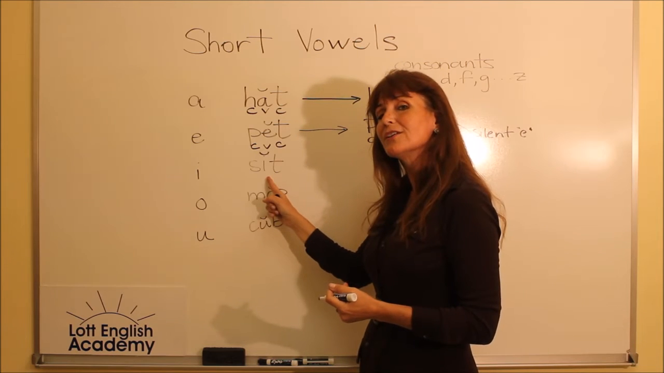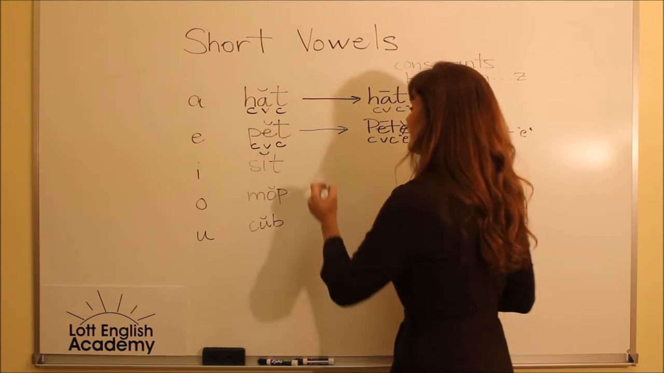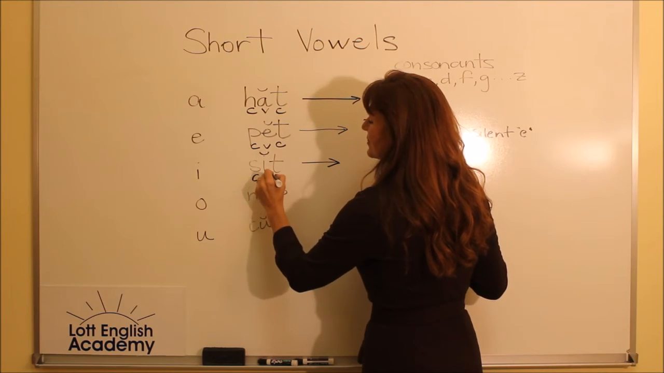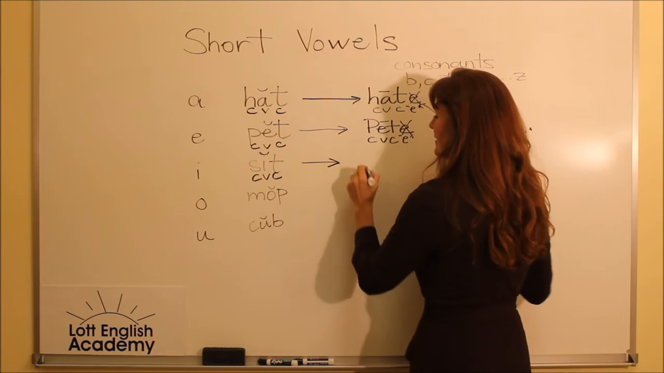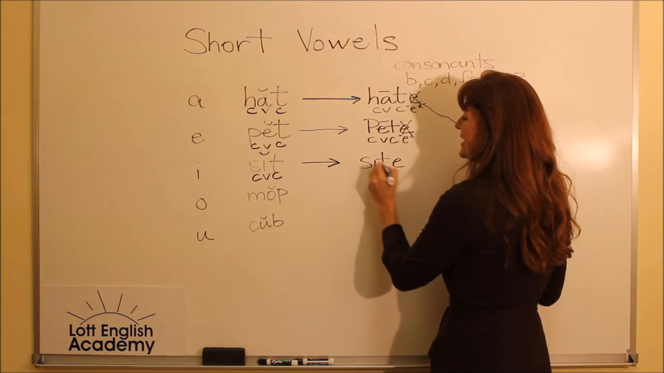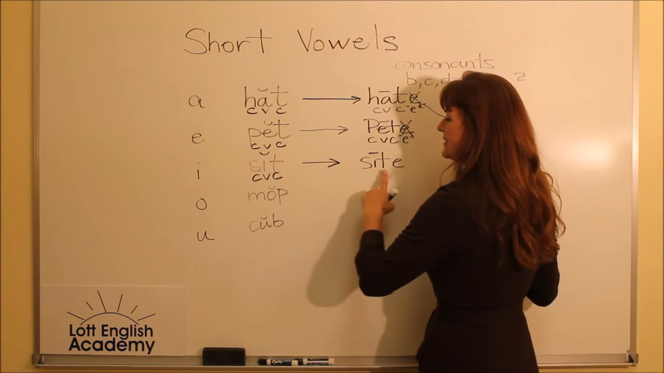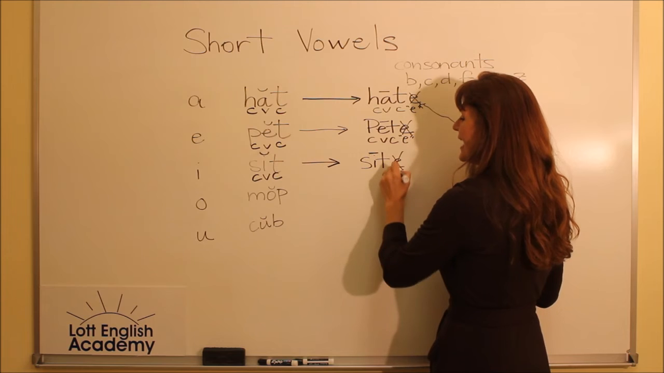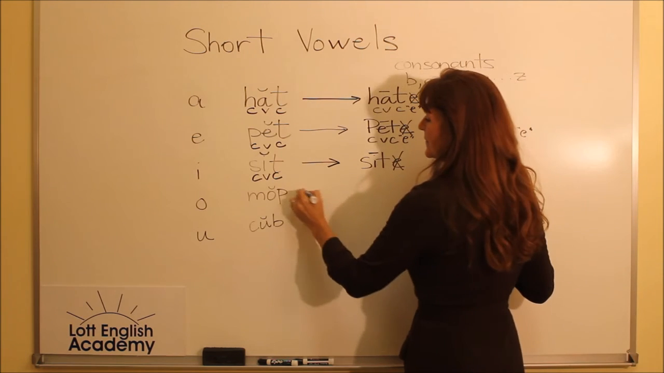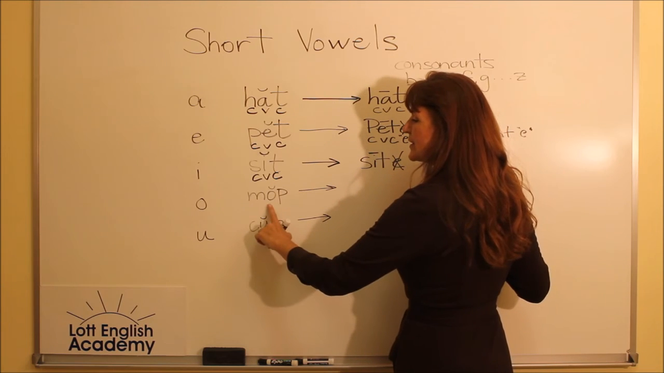Look at this word, short I, sit. It's a short I because we have consonant, vowel, consonant. But when we add our silent E to the end, the pronunciation changes from sit to sight. And again, this E stays silent. You'll see the same thing in these last two examples.